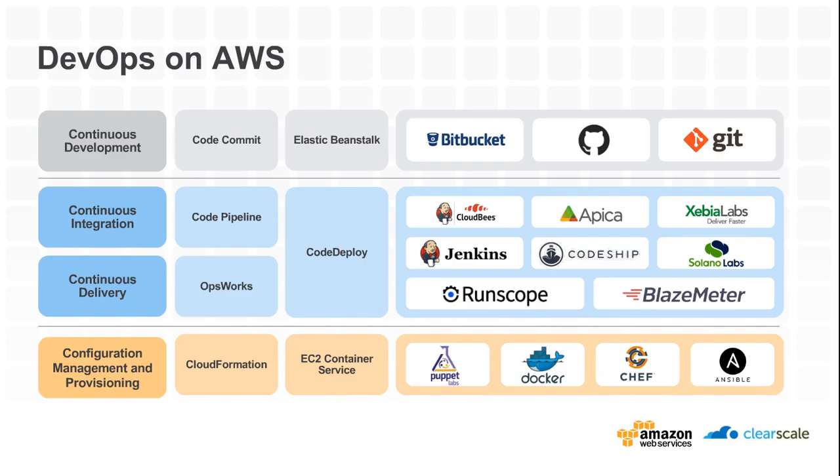And I'll go very quickly here. These are the various services, and you can read through this. As I mentioned, CodeCommit, CodePipeline, OpsWorks, and CloudFormation. These are the core services that AWS has, and we have various technology partners who have their products available in these areas.